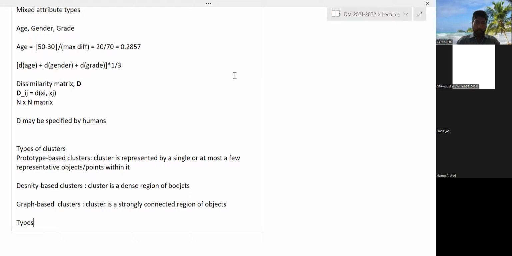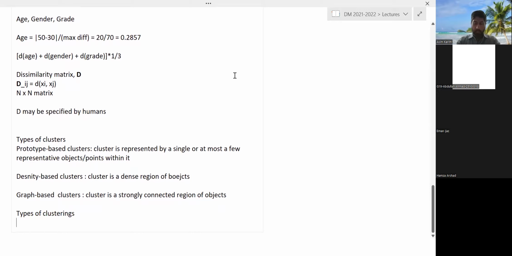Very briefly, types of clusterings. We said types of clusters; we had talked about three types. For types of clusterings, generally we have what is known as hard versus soft clustering. Hard clustering means that you partition the dataset such that each point lies in exactly one cluster.